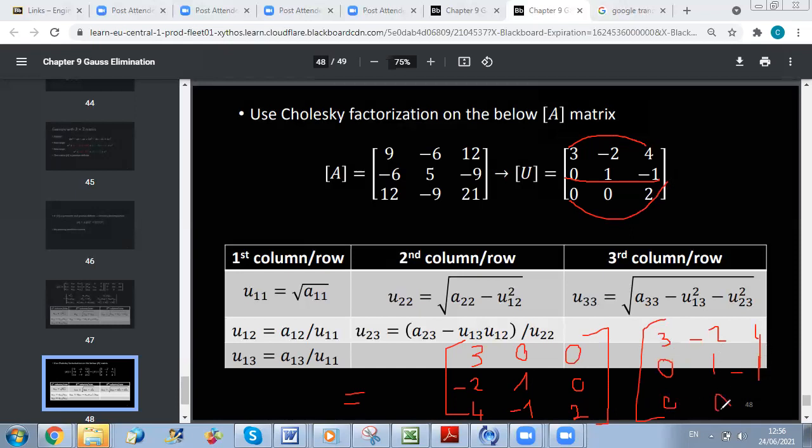Now, to solve Ax equal B, you proceed with forward substitution, then backward substitution, since you already have the lower and upper matrices. Any question on this?